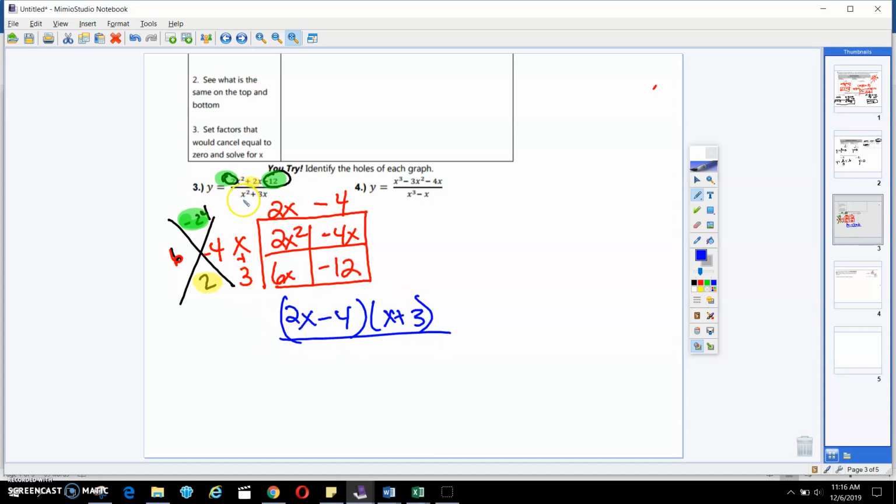And in this denominator, we have x squared plus 3x. The only thing that these two have in common is an x. So if I divide everything by x, I'm going to get x plus 3.